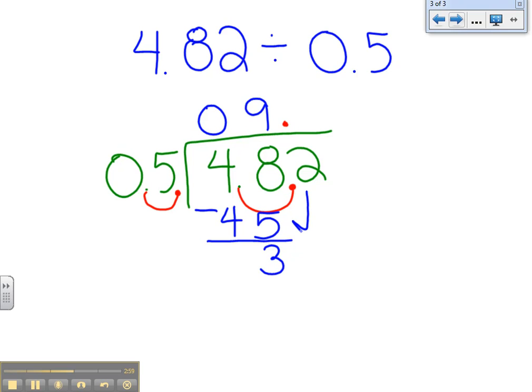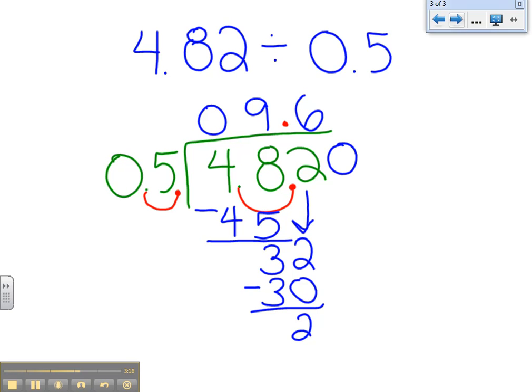Bring down my 2. 5 goes into 32 6 times. 5 times 6 is 30. When I subtract, I get a 2. I'm not going to have a remainder in my problems. Now that I'm dividing decimals, I'm going to keep my problem going. To do so, I can always add zeros to the back. I'm going to add a 0 behind it and bring that straight down.